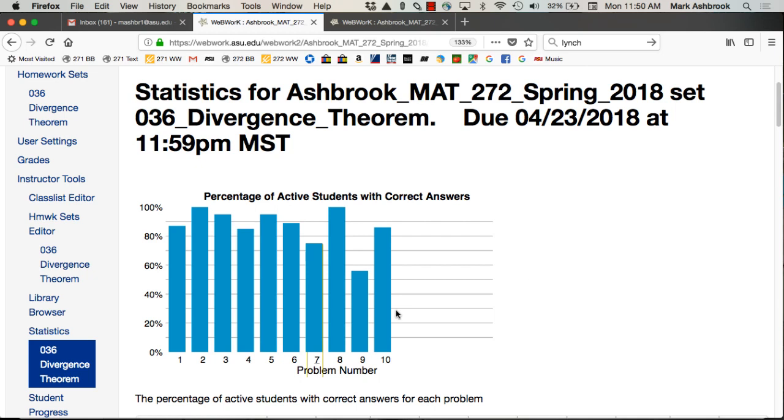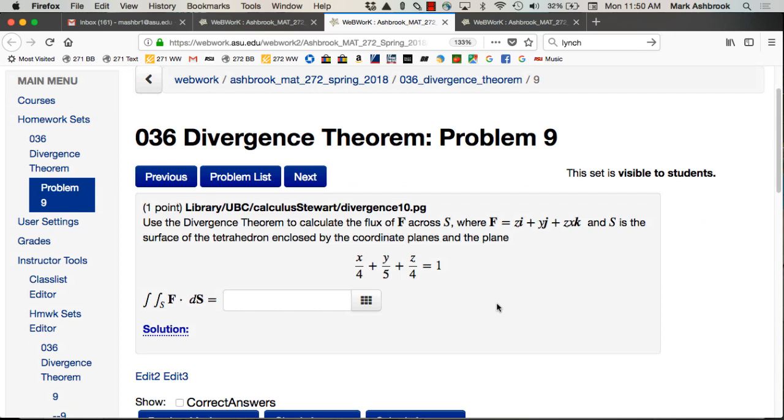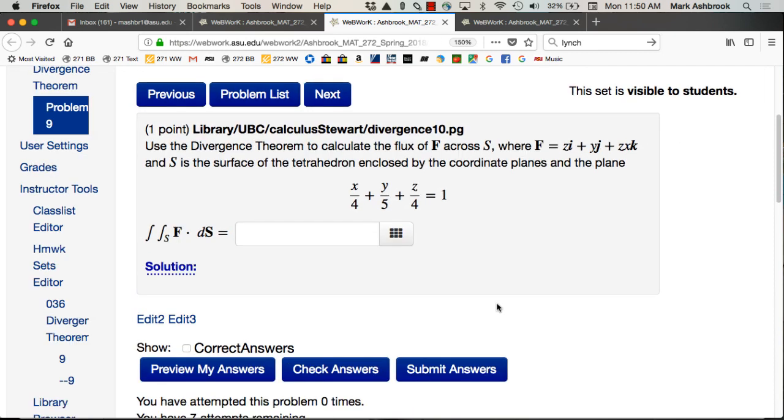What seems to be causing the most difficulty is number 9. So we've got a surface here, which is a hole. It's the surface of a tetrahedron. So that's a multi-sided surface, and it's created by the coordinate planes and this plane right here, right? It's a plane.